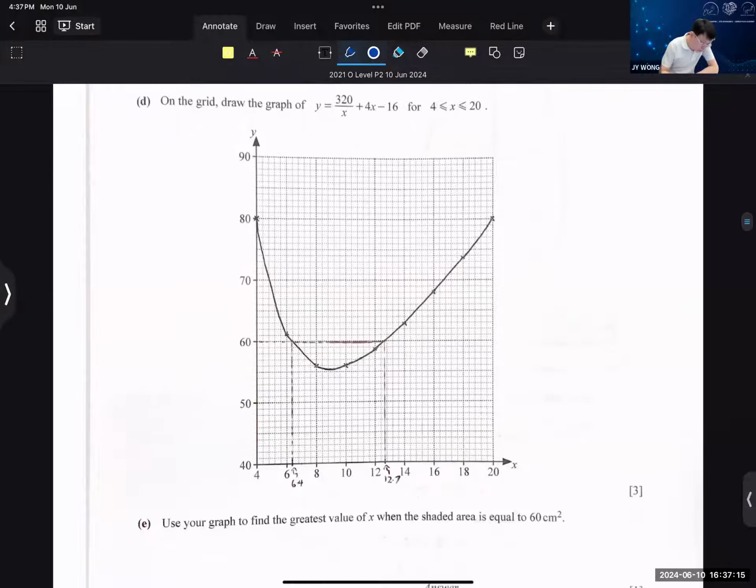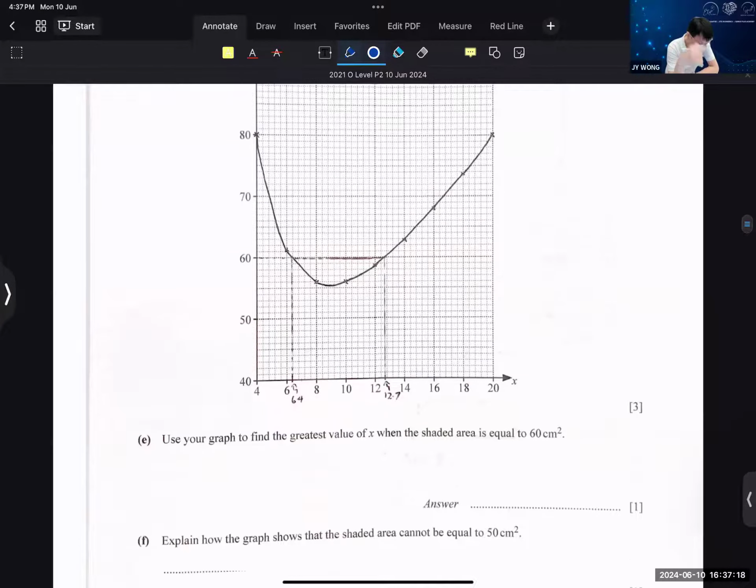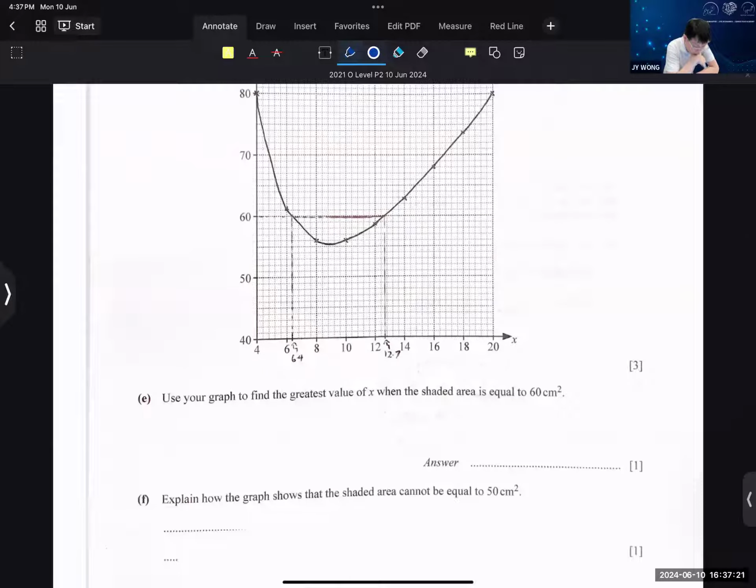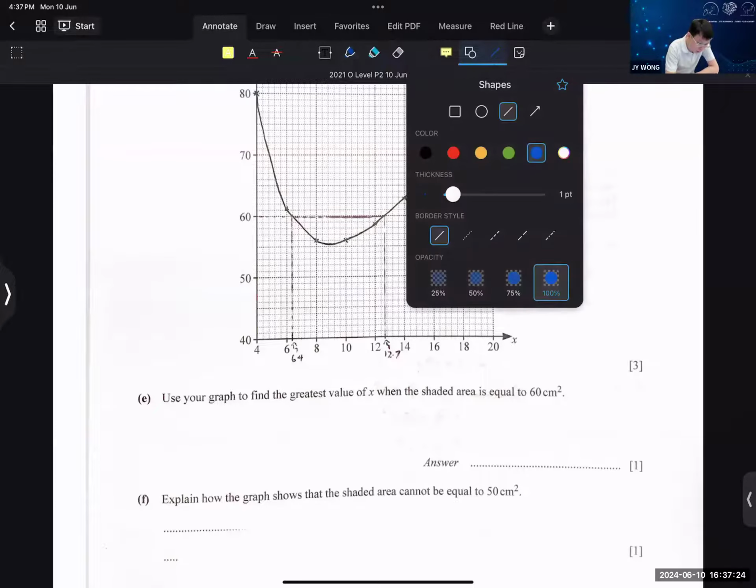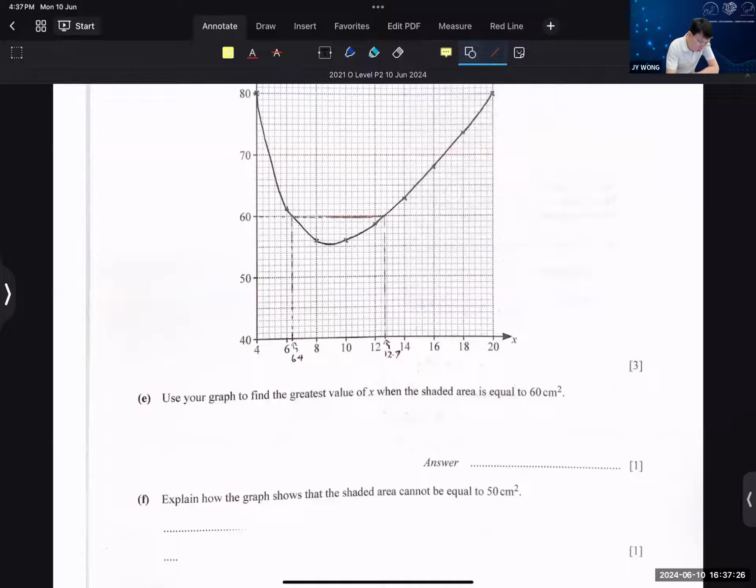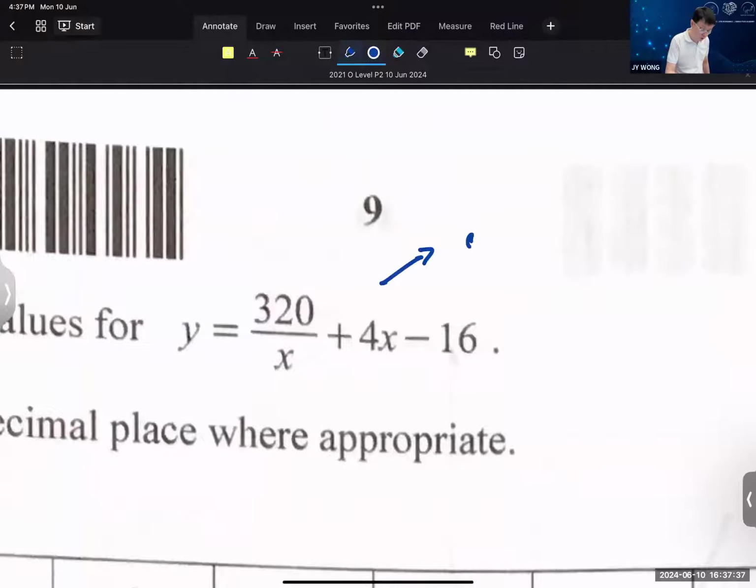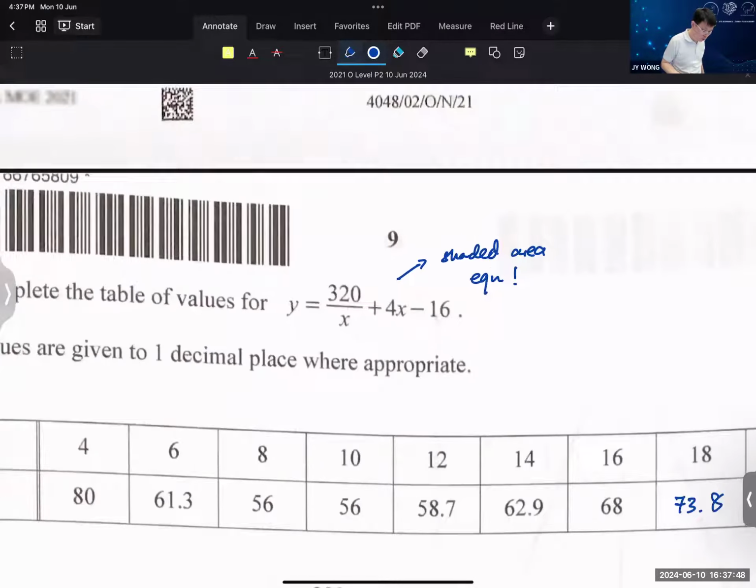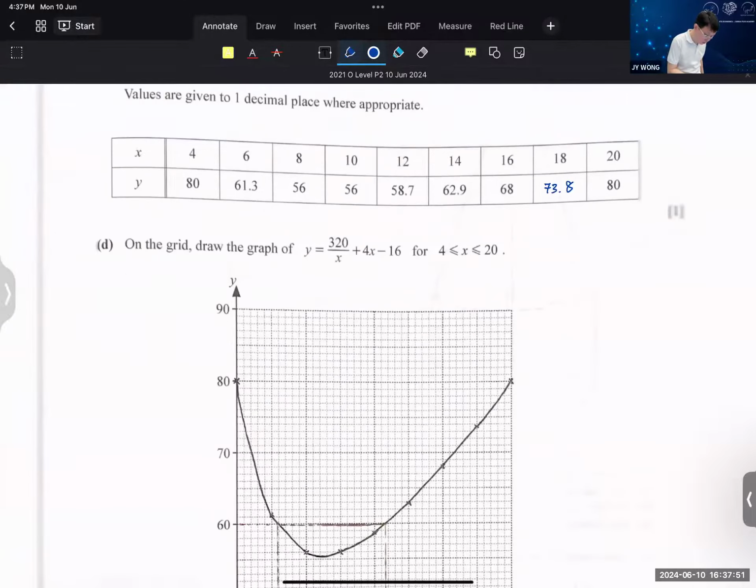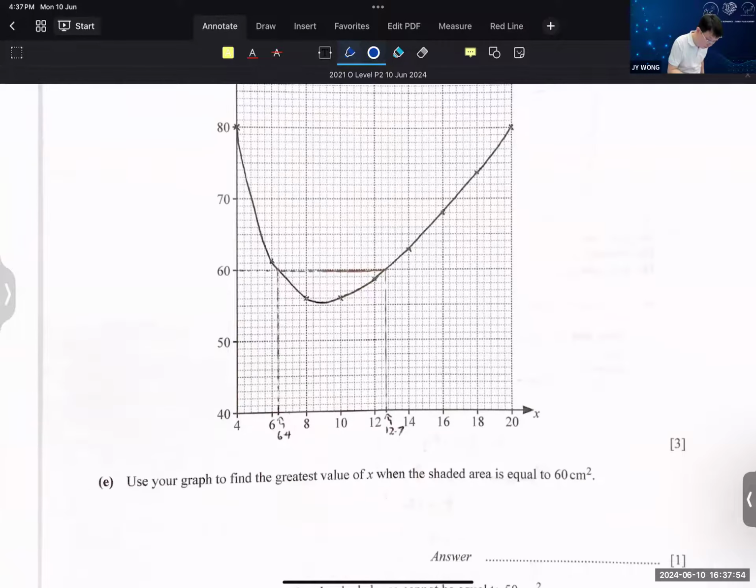Okay, but from the graph, we can use the graph to find the approximate values: the greatest value of x when the shaded area is equal to 60. Now remember that, so this is where a lot of you forget. You look at the question like, what shaded area? You have forgotten that this equation represents your shaded area. So when they tell you the shaded area is a particular value, you just read off the graph and look for the shaded area being the particular value, which in this case is this value.